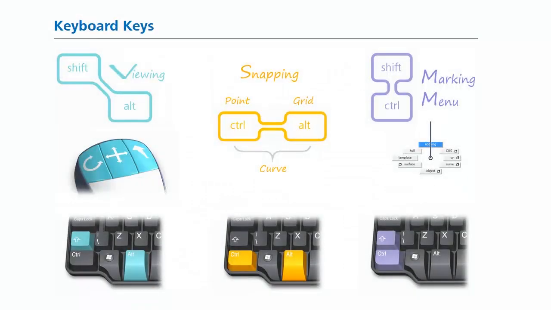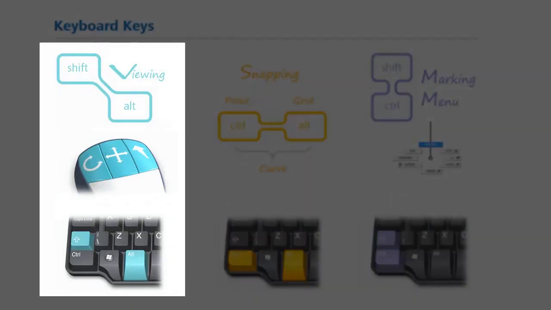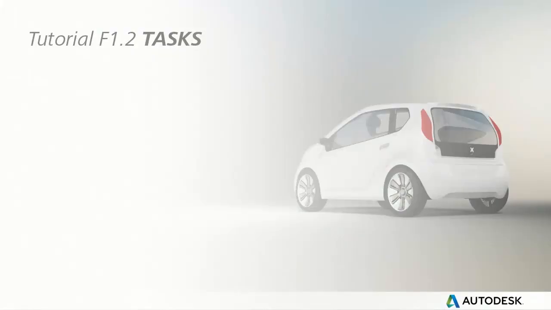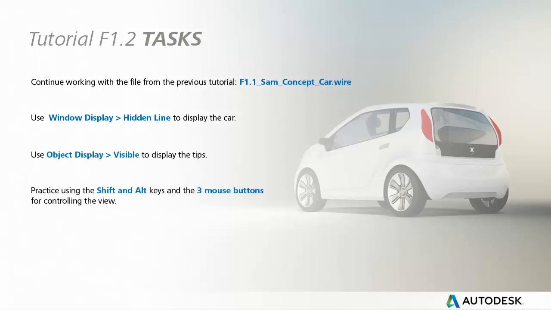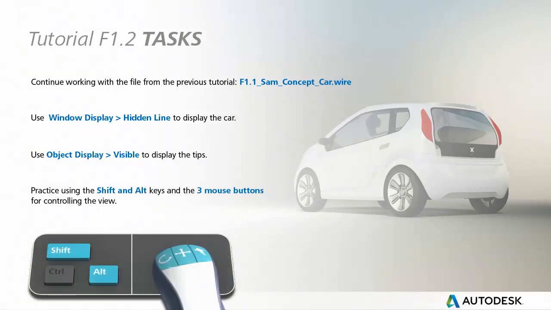Alternatively, you can use the quick tips on the website, which list all the key combinations used in Alias, and starts with the Shift and Alt keys for viewing. So keep working on Sam's car to practice the viewing, and you might want to choose a hidden line display instead of the Vis one. If you want to see the tips page, then use Object Display Visible, and just practice using those Shift and Alt keys along with the 3 mouse buttons until it starts to become a more natural way of interacting with the model.